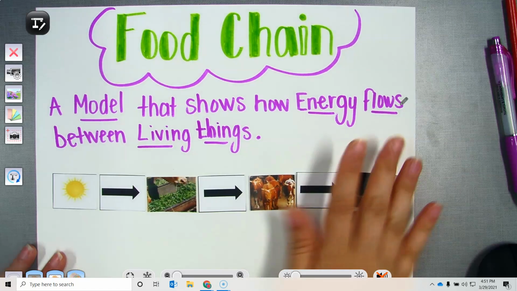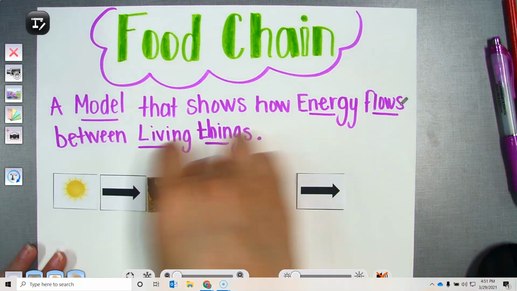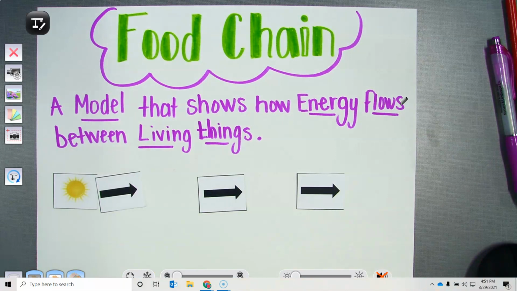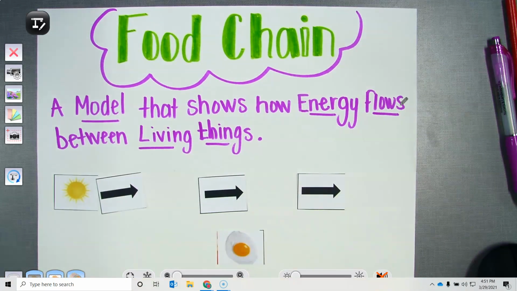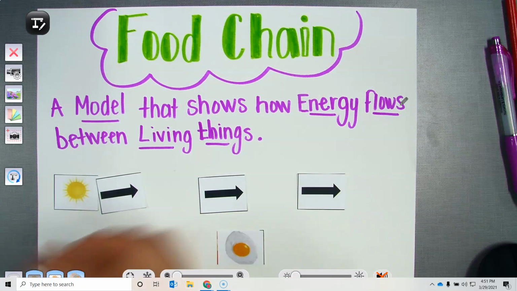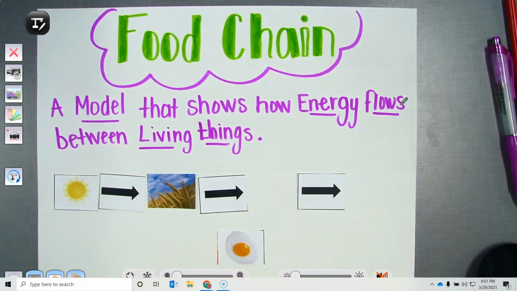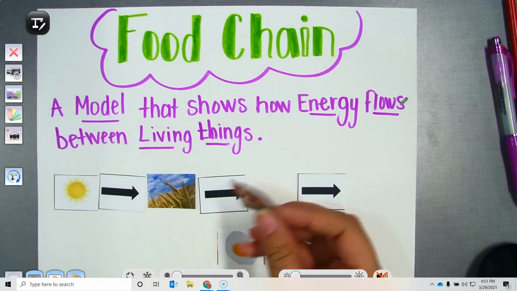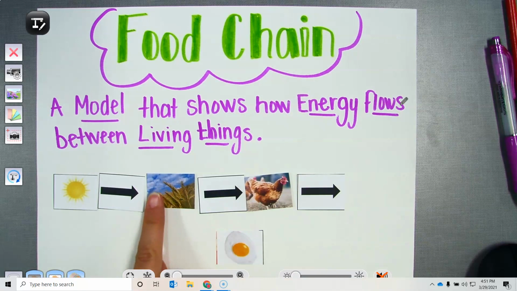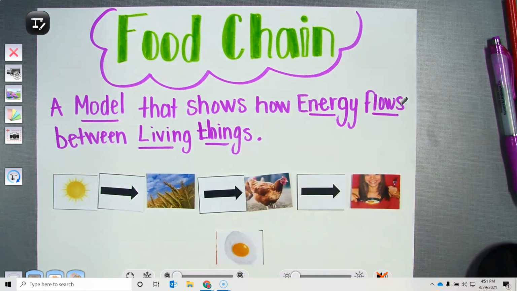Okay, so let's think of another one. I'm going to leave my little arrows. So think about eggs. You eat eggs in the morning. So eggs come from chickens. Okay? So the sun gives energy to the wheat that the chicken eats. So they eat grains. Chickens eat grains. They kind of peck grains. And then the chickens are going to eat the grains, and then we get the eggs from the chickens to get our energy.